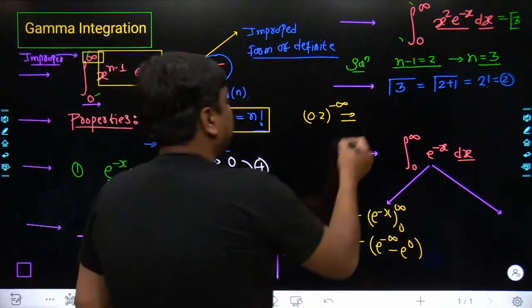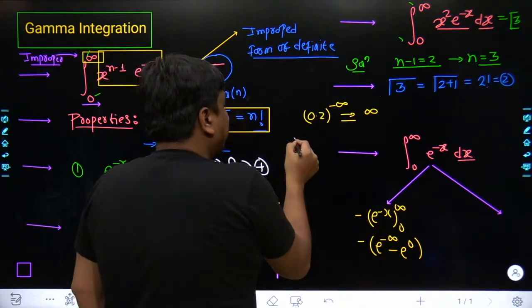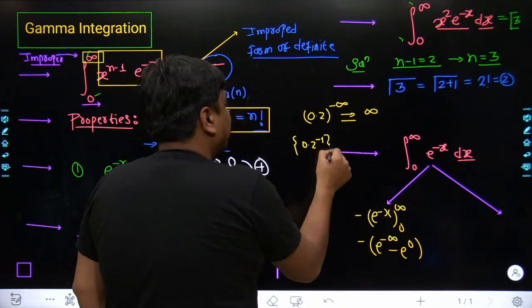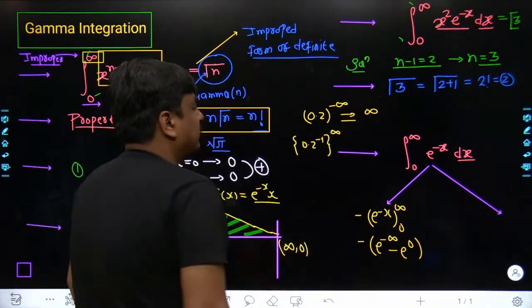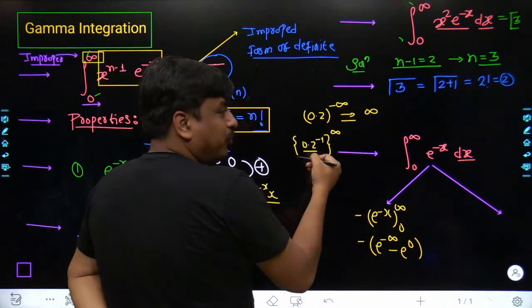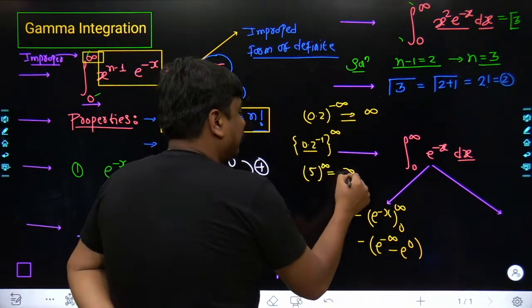The answer is going to be infinity. See why? This minus sign could be brought in, so this becomes 0.2 raised to the power of minus 1, and now the exponent is taken as infinity. What does it become? 1 upon 0.2 would become 5. 5 raised to infinity becomes infinity.